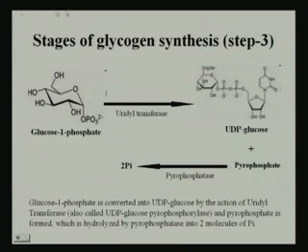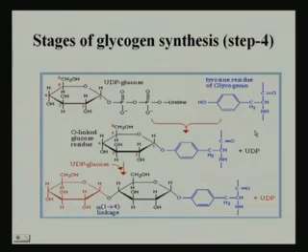Now, when glucose 1-phosphate is produced, in the presence of uridyl transferase enzyme it is producing UDP glucose, that means uridine diphosphate glucose. In the presence of pyrophosphatase, the pyrophosphate is releasing 2 inorganic phosphates. Now, once this UDP glucose is produced, the synthesis of glycogen takes place.